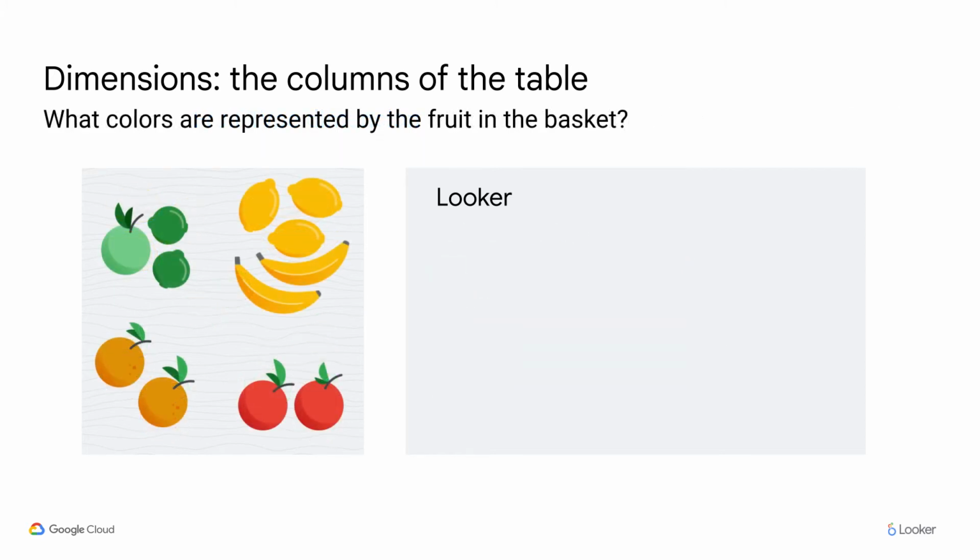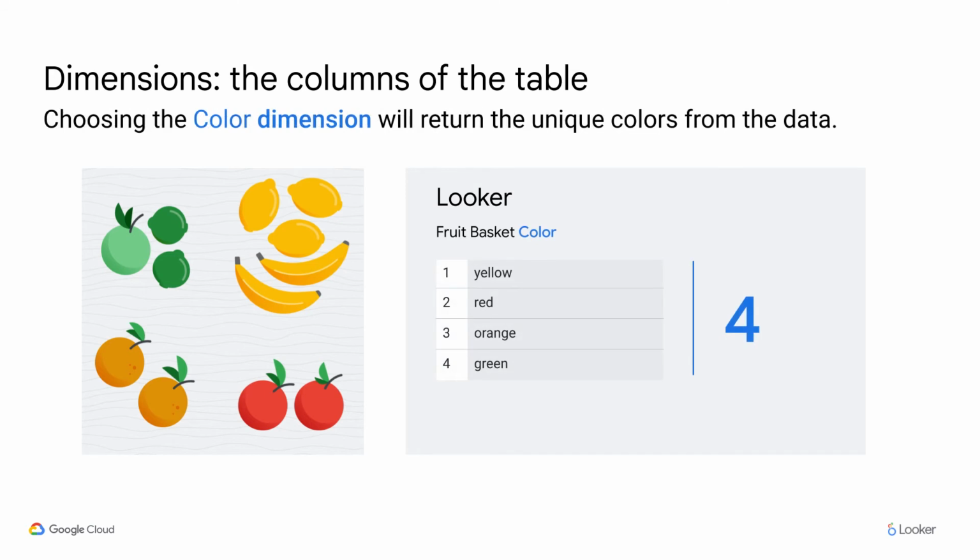Now, you may also want to know what colors of fruit are in the basket. This would require the color dimension in Looker. Again, only the unique possible values are returned. Instead of getting 12 rows of data, you only get 4, one each for yellow, red, orange, and green.